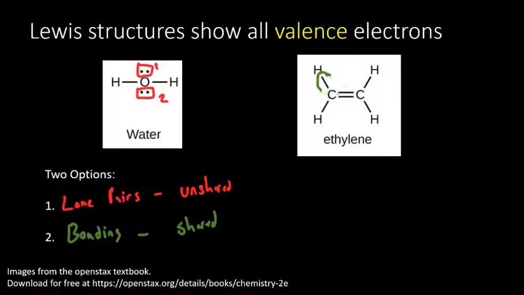So for example, how many bonding electrons are there around this carbon? Well, there's 1, 2 electrons there, 3, 4, 5, 6 electrons there, because a double bond has 4 electrons, and then 7, 8 if we include that. So around that carbon there are 8 electrons. We'll see that's actually pretty common. Okay, so those are the 2 different options for what our valence electrons are doing.